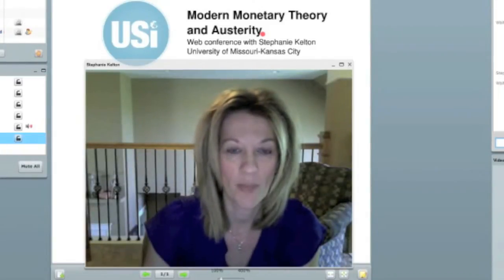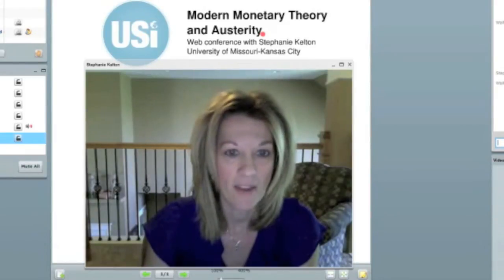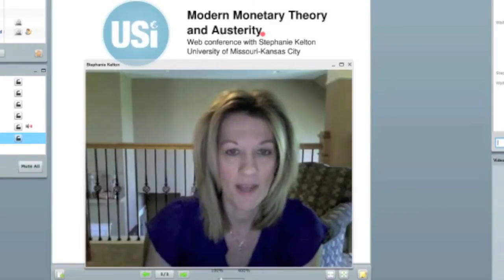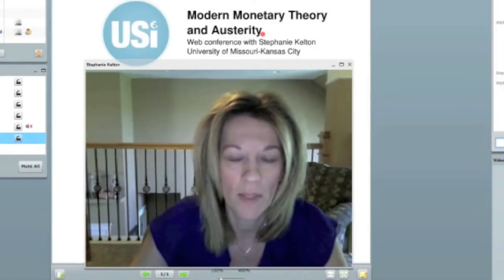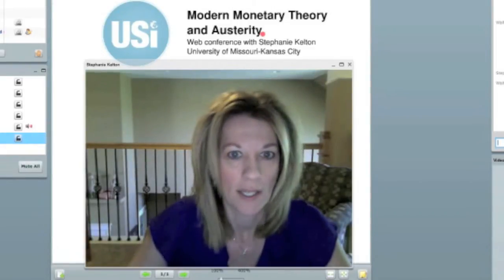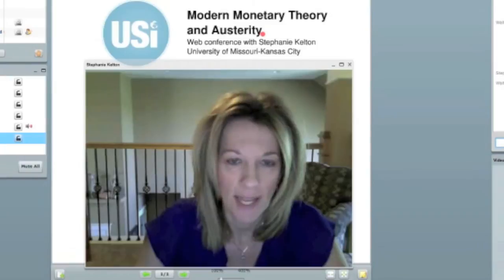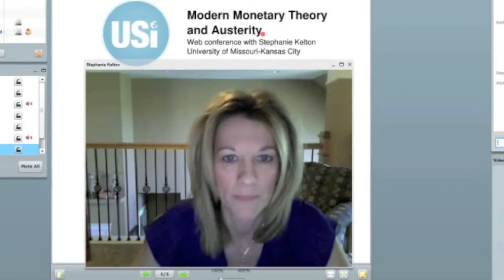Countries in the Eurozone, for example, because they've given up their independent currencies, have limited the policy space that's available to them. And so it really does make a huge difference in terms of getting the policy right to get the growth and the employment that ultimately ought to be the goal.